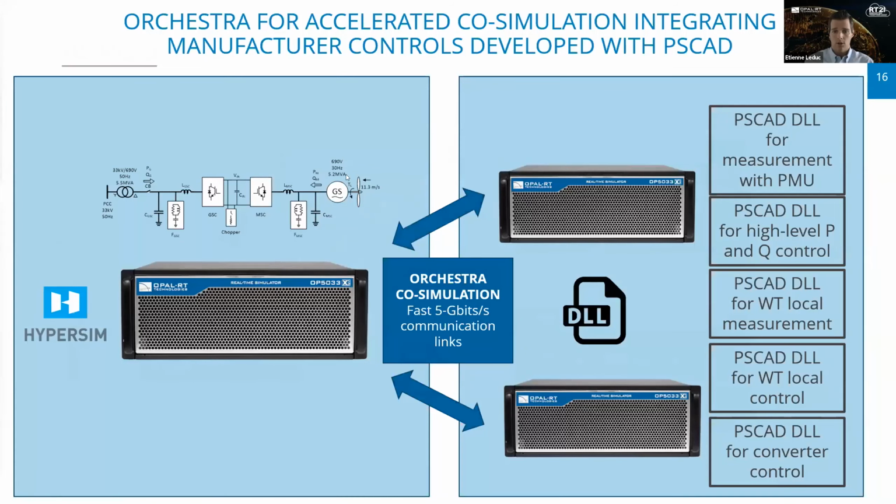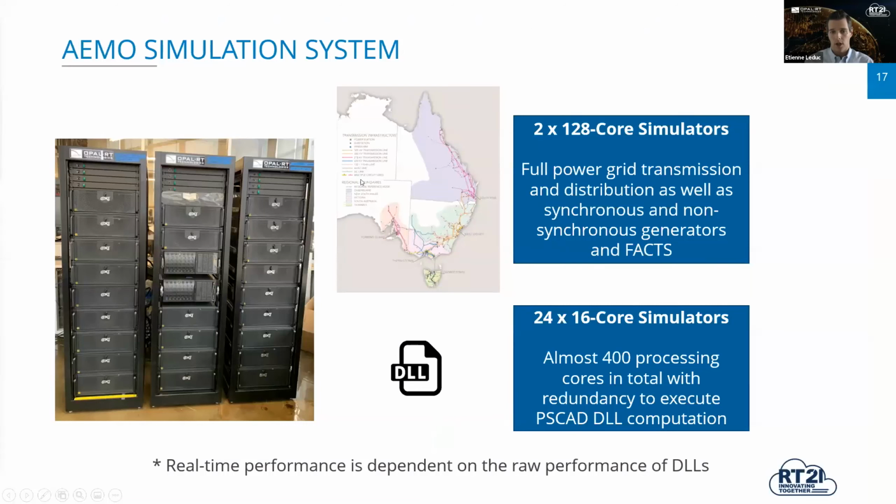And that brings us here to the system that's still in production, almost ready to be shipped. We have 128 cores with redundancy to be able to simulate the full power grid, transmission and distribution, as well as synchronous and non-synchronous generators and FACTS. So what Alistair presented earlier. And we have 24 PCs of 16 cores with some redundancy as well. So that's almost 400 processors in total to execute the PSCAD DLL computation.